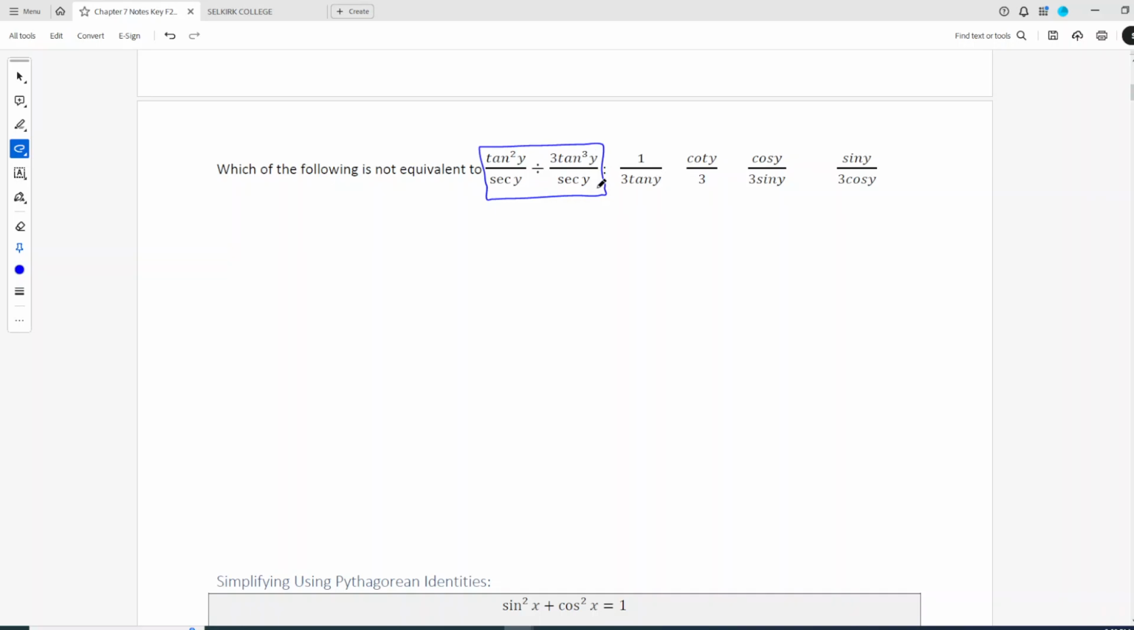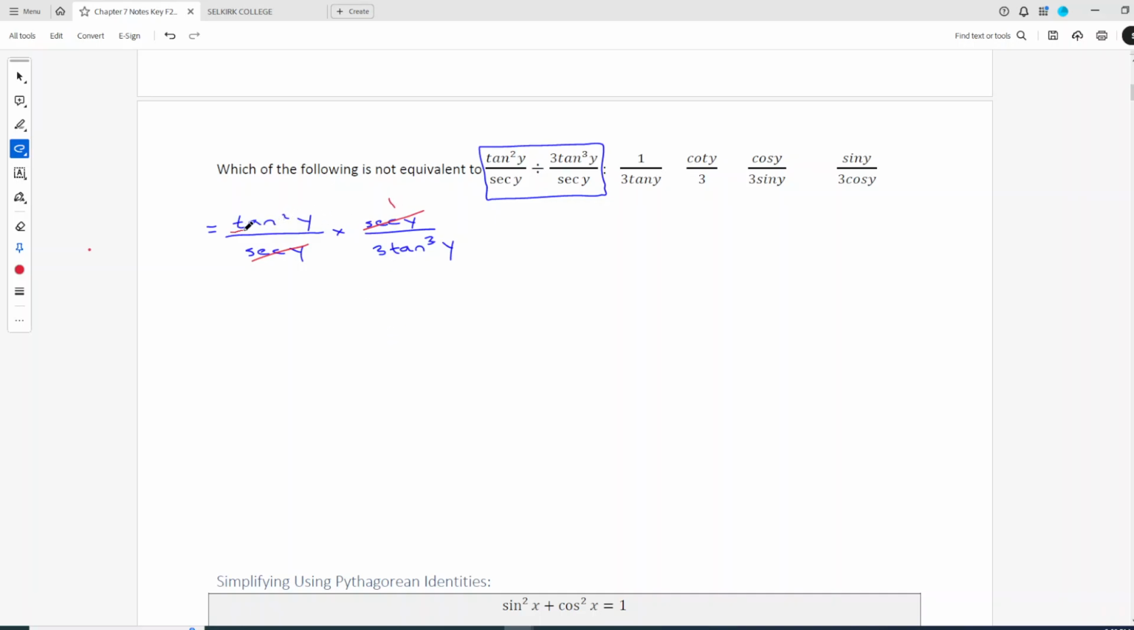So there's no hard and fast rule with this. What I'm going to do is think, all right, if I do the division, maybe things will simplify. So when I'm dividing fractions, you flip the second fraction and multiply. So this becomes tan squared y over secant y times secant y over 3 tan cubed y. And then I look to see what I can simplify. Well, I have a secant y divided by a secant y, which would leave me with a 1.